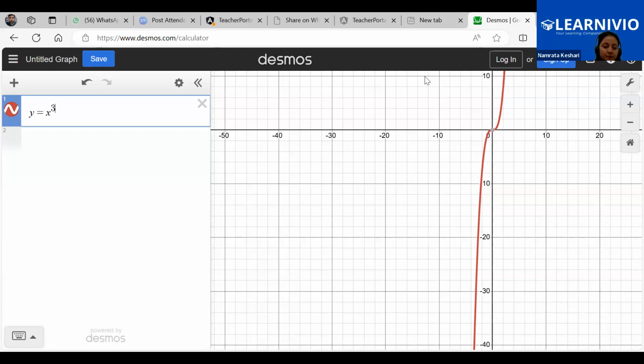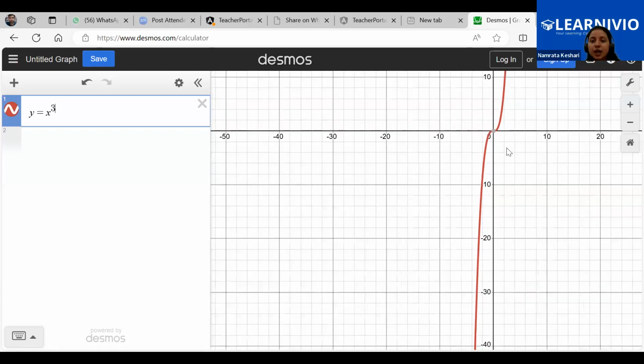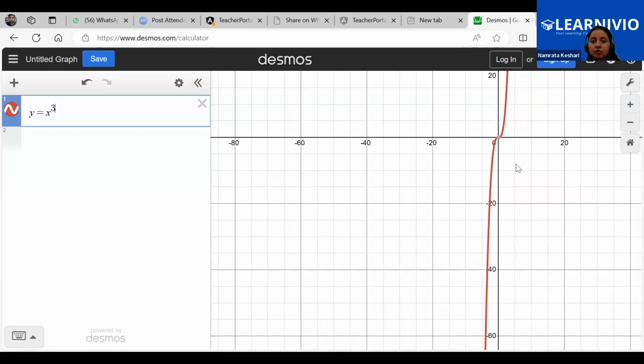Yes, Ali. What is the domain? What is the range? Can you see the graph? Look at the graph carefully. Leave aside the function for now.